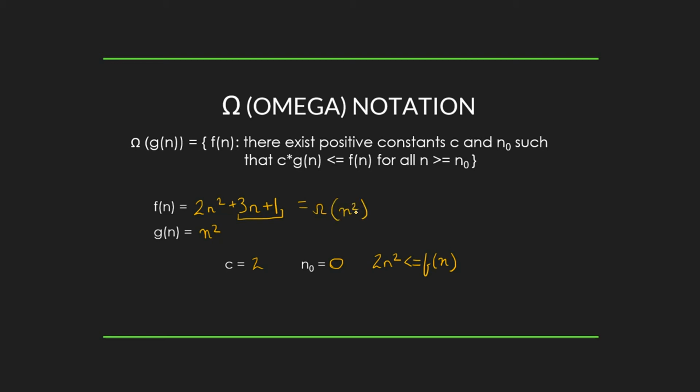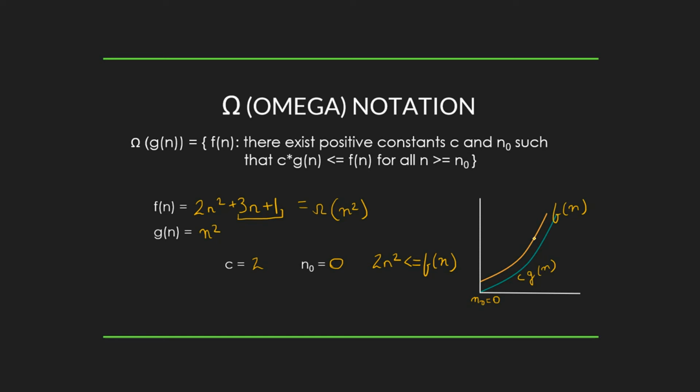Let us now plot these two functions on a graph. This is our f(n), and this will be our c times g(n). Let's also mark n naught equal to 0. So we can clearly see that c times g(n) never exceeds f(n) for all n greater than or equal to n naught.